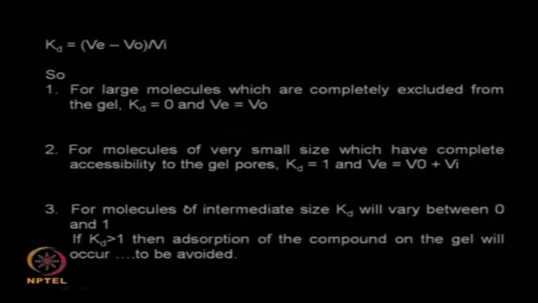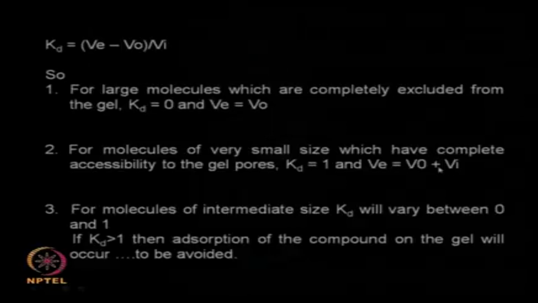But generally we may have Kd varying between 0 and 1. Okay, so Kd can vary between 0 and 1. In that situation your eluent volume will vary between V naught and V naught plus Vi.